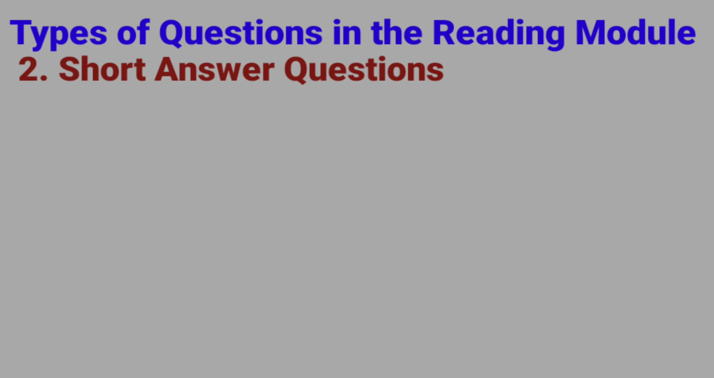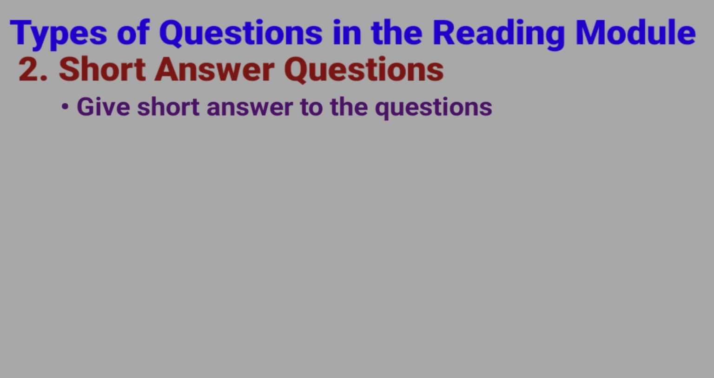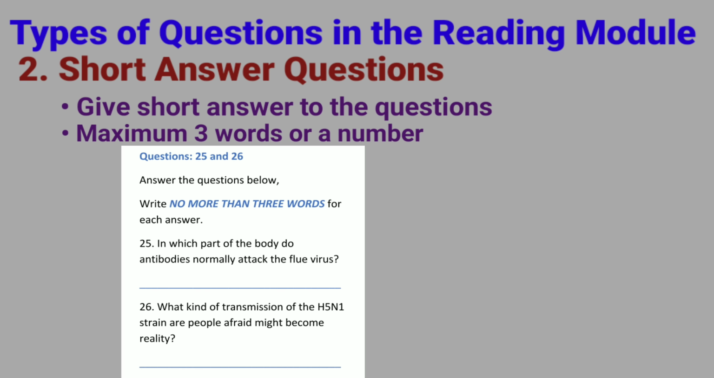Next is short answer questions. Here you have to give a very short answer to the questions with a maximum of 3 words or a number. For example, questions 25 and 26. Answer the questions below. Here you can see the instructions given: write no more than 3 words for each answer. Question 25: in which part of the body do antibodies normally attack the flu virus? Write an answer that won't exceed 3 words, based on the passage or text given. Like that you can answer question 26 also.